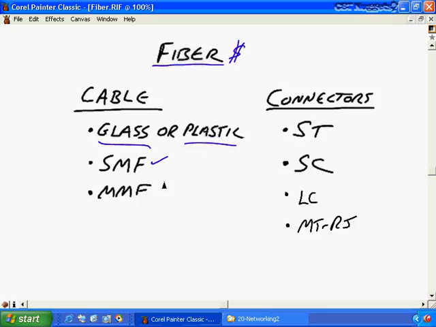And then we have two different kinds of fiber. We have single mode fiber and multi-mode fiber. Let's go ahead and illustrate it this way. Here I'm just going to put a light bulb down here. Okay, that's supposed to be where you screw it in.